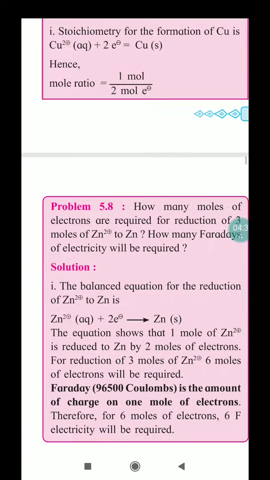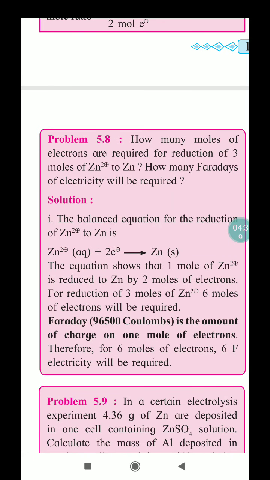Okay, next problem: how many moles of electrons are required for the reduction of 3 moles of Zn2+ to Zn, and how many Faradays of electricity are required? Here the reaction is Zn2+ plus 2 electrons giving Zn. The equation shows that for 1 mole of Zn2+ reduced to Zn, 2 moles of electron are required. For the reduction of 3 moles of Zn2+, 6 moles of electron are required.